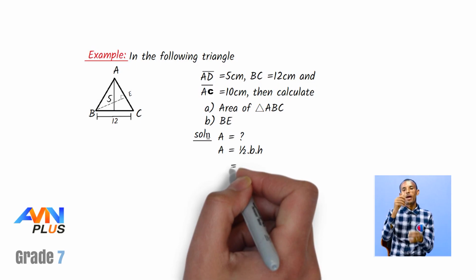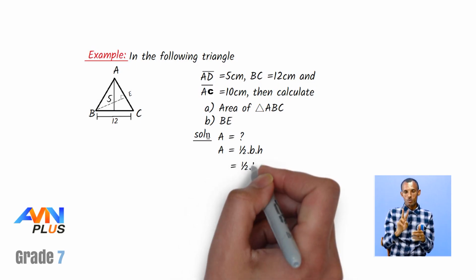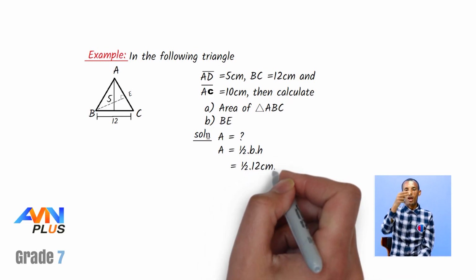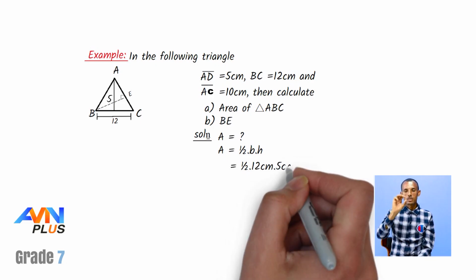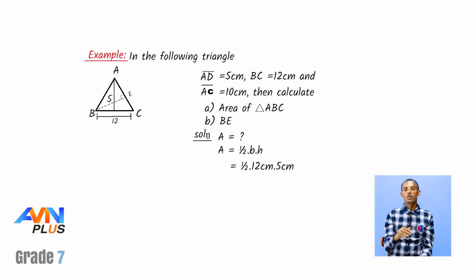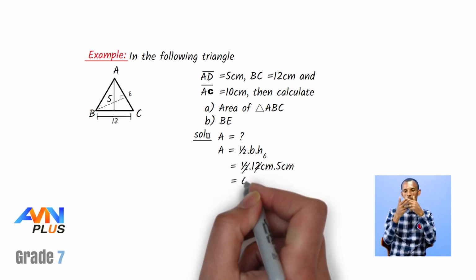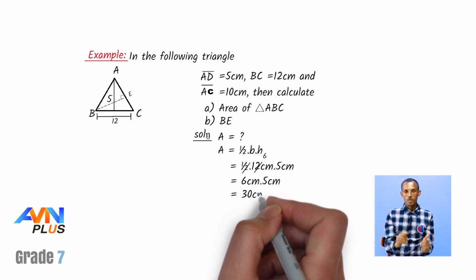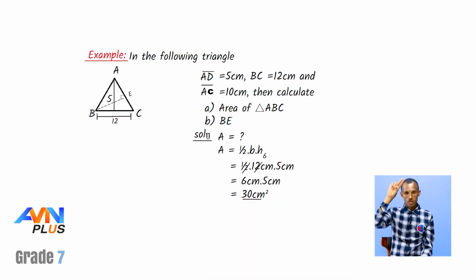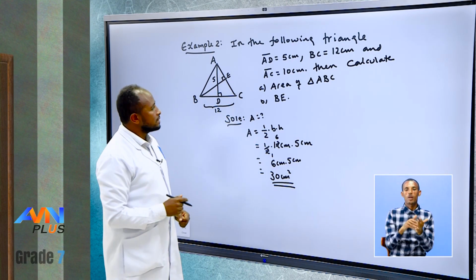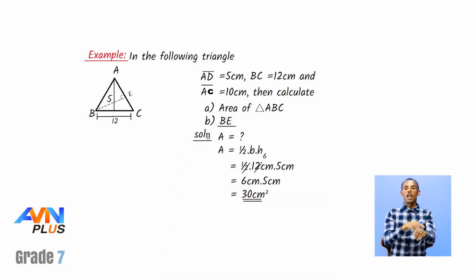So this area will be equal to half times the base, which is 12 centimeter, and the height is 5 centimeter. So this will be equal to, you can cancel by dividing both by 2, this becomes 1, this becomes 6. So 6 centimeter times 5 centimeter is 30 square centimeter. This will be the area of the triangle. But again, we are asked to calculate the length BE, this length.